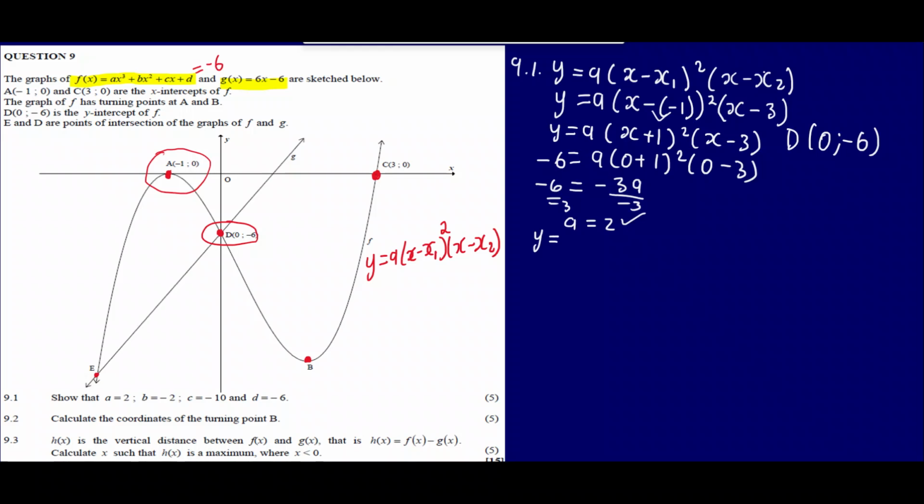We've solved that. And now to get the other ones, we can substitute back our a value into this equation over here, and substitute it into this equation over here. This one. So let's substitute our a value there. Our a value is 2. So here we've got x plus 1 squared and x minus 3.